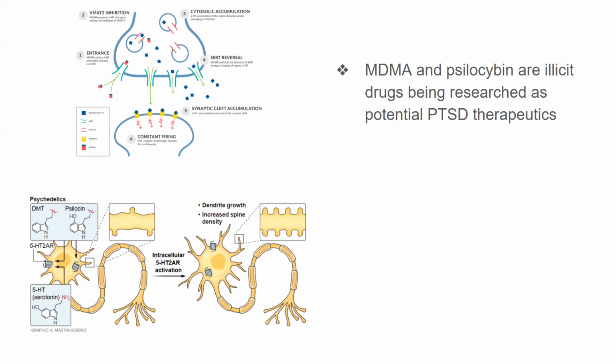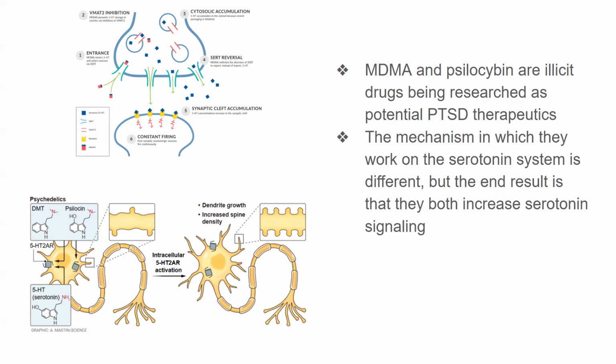They act on the serotonergic system, and they do so in different ways. They have different mechanisms, which you don't necessarily need to know the specifics about, but they both increase serotonergic signaling in the brain. They mainly work on serotonin in the brain, and they may also work on dopamine, but just not as much as they do on serotonin.